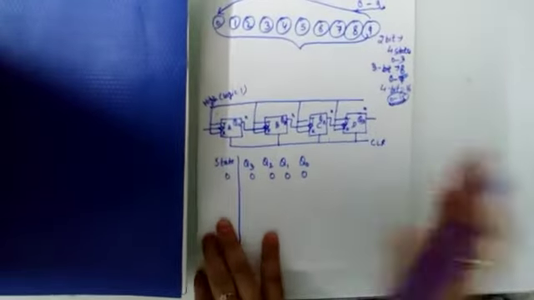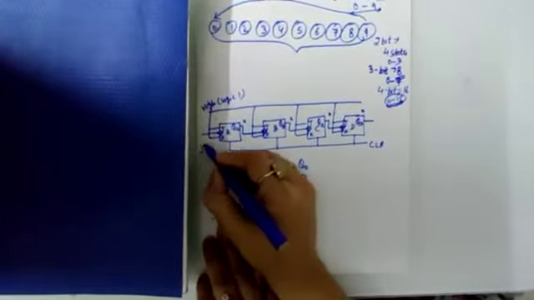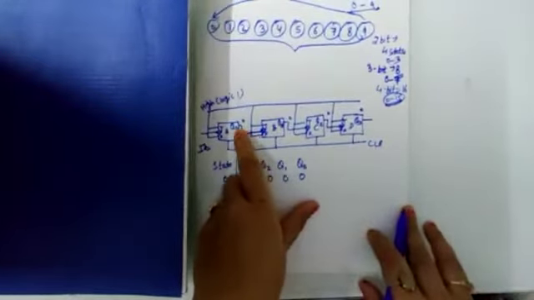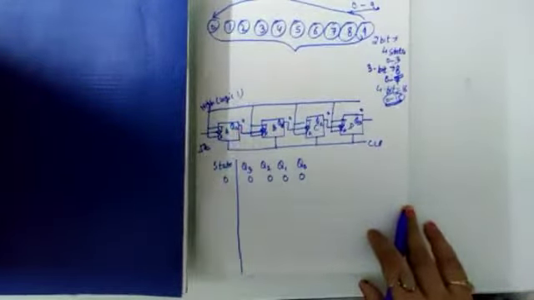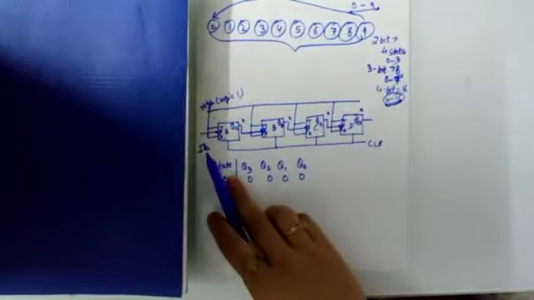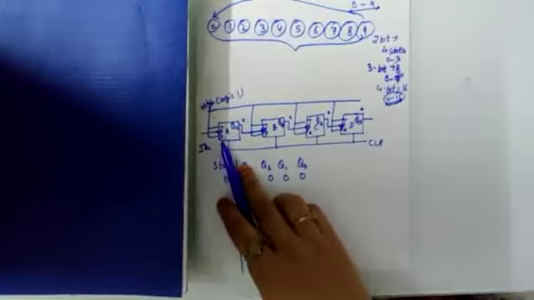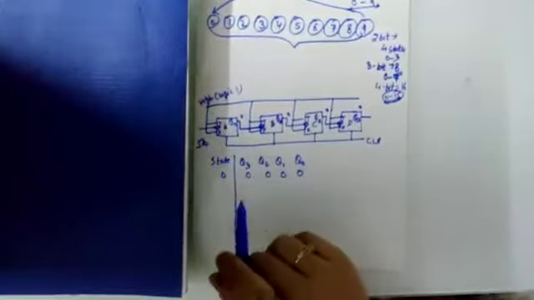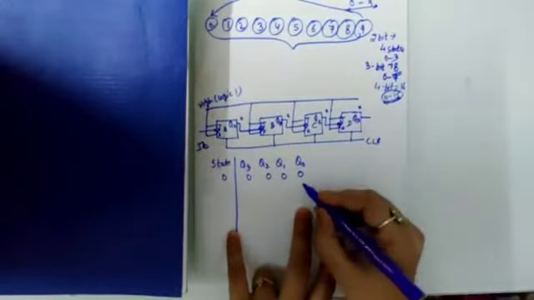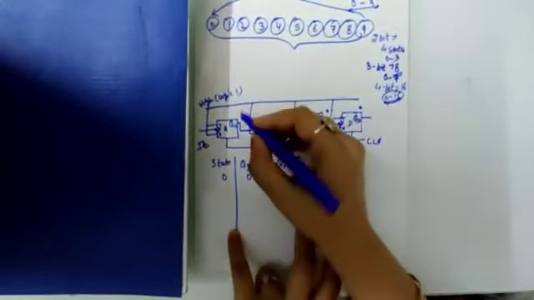Once the first negative edge arrives, this is negative edge triggered, connected with Q0. The output goes from Q0, so it will go up counting. If the first negative edge of the clock pulse hits the first flip-flop, the first flip-flop always toggles. Inputs are 1, so output changes to 1. Now this is 1.